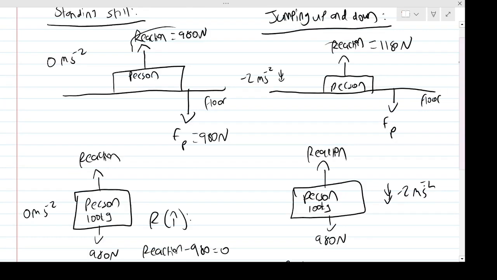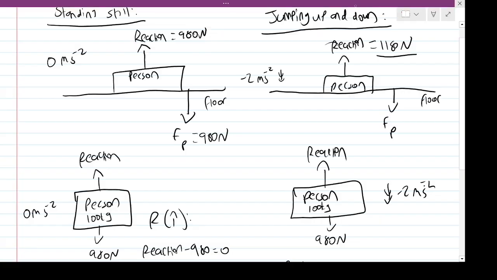And now you can see the difference. Originally, when they're standing still, it's 980, but now when they're jumping up and down, they're creating more pressure and force on the floor when they're in contact. It's a higher number. So the force on the floor is also 1180 due to Newton's third law, because they're both contact forces arising when they meet, put on by each other, so they're equal and opposite.